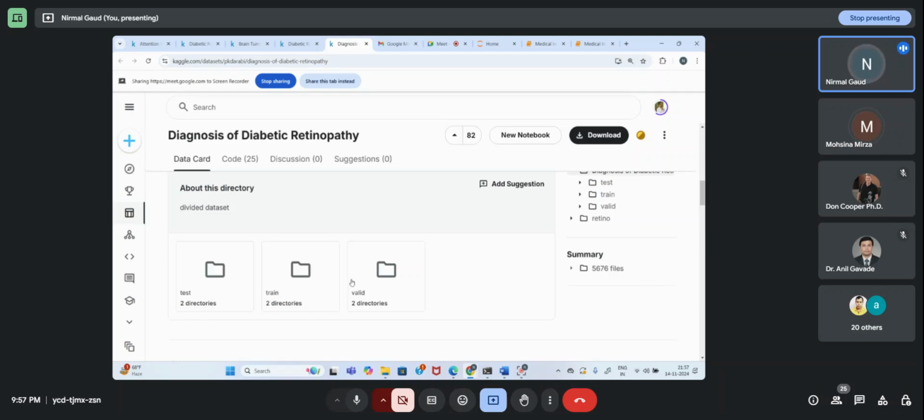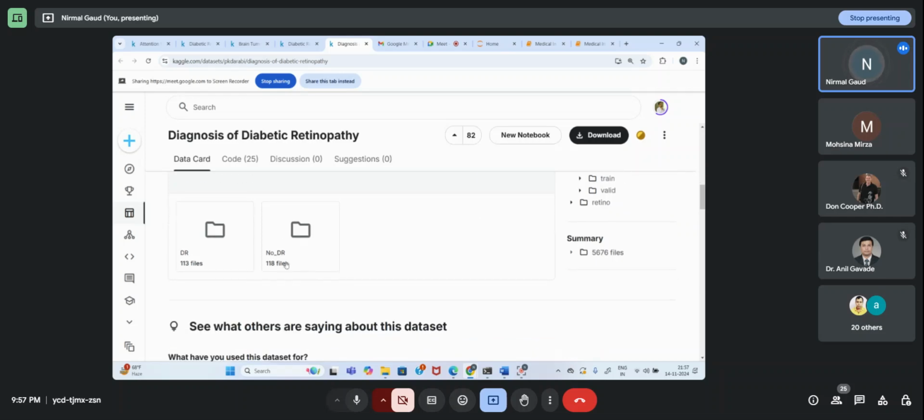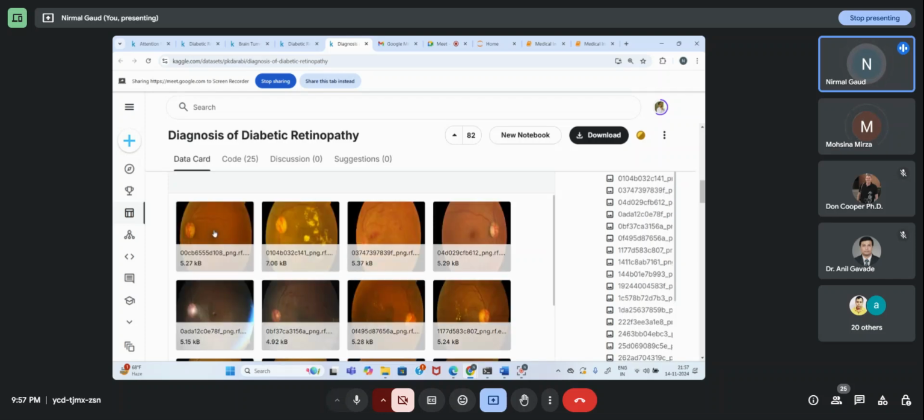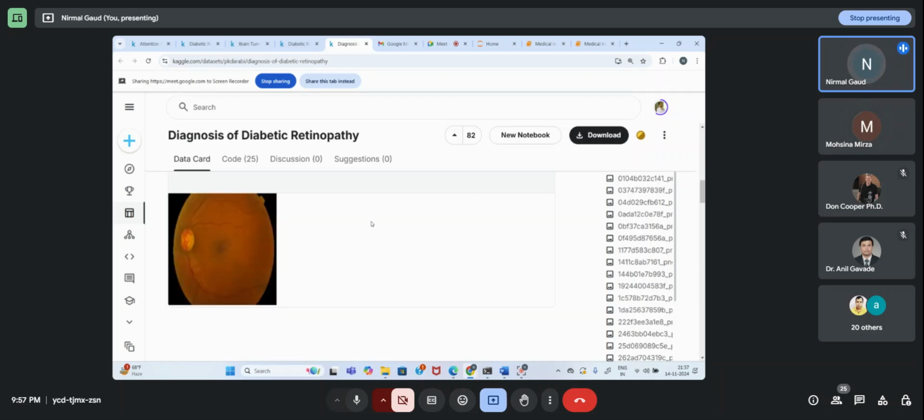But the image which you are going to add, for example, this is the test image, DR and no DR. Your image should be like this. You upload this image, like this one only. We have to convert it into 224 RGB, and then convert it into the specific dimension which is required for the model, and then directly give it to the prediction.